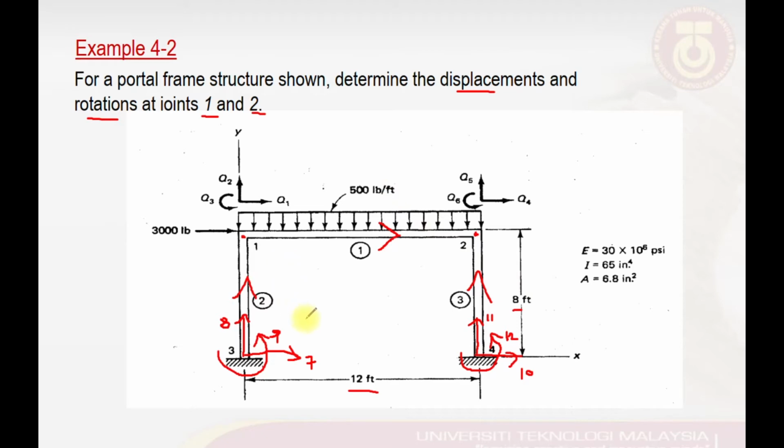If we look at the boundary conditions, at node number 3, this part of our portal frame has fixed boundary conditions, so there will be no possible translations in all directions at this particular cross-sectional area. In this case, there will be no displacement: Q7 will be equal to 0, Q8 will be equal to 0, and since it is fixed, there will be no rotation as well. Similarly at node number 4, the displacement in all directions and also the rotation will be equal to 0.